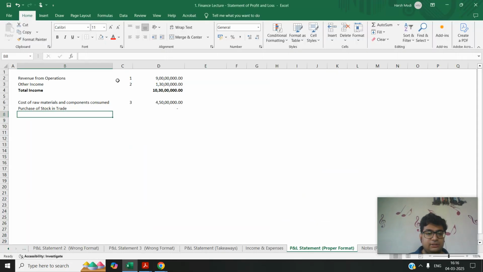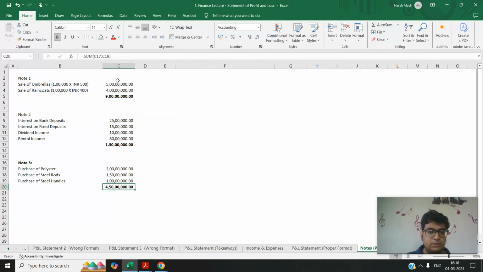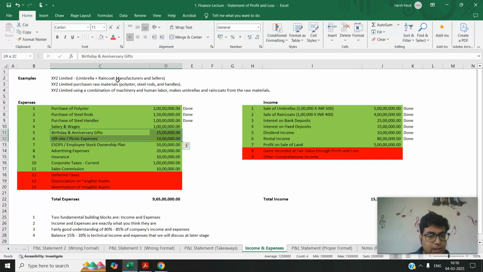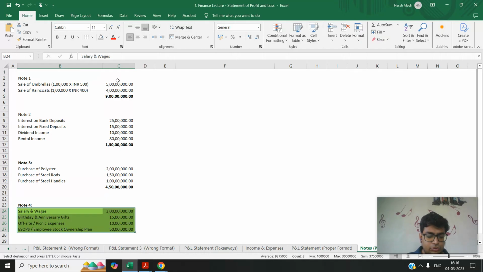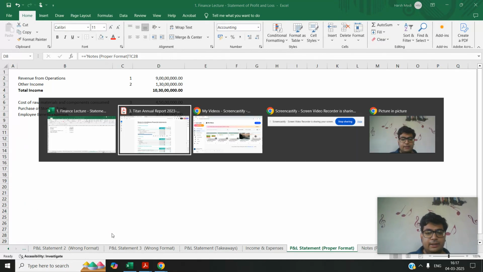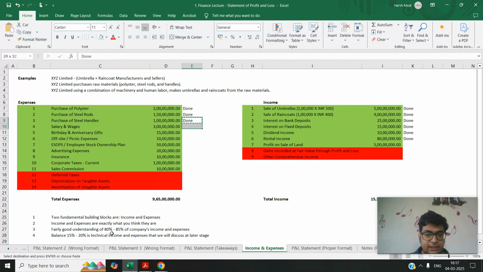So let's translate it for XYZ Limited. So here I would have employee benefit expenses. Let's have note 4 here, and note 4. I'll tag this since we have already translated them in proper format. We will have this. So I can actually club them into staff welfare expenses, birthday and offsite, but it's okay. Let's show it separately. It's anyways a note, so we can show them separately. I'll add it. It's 3 crore 75 lakh. So these are our employee benefit expenses, and I'll tag this as done.